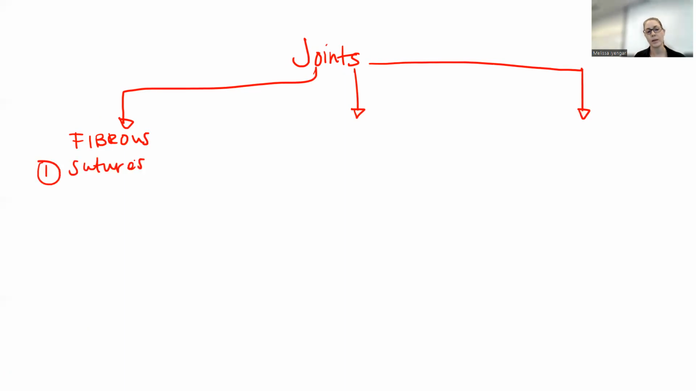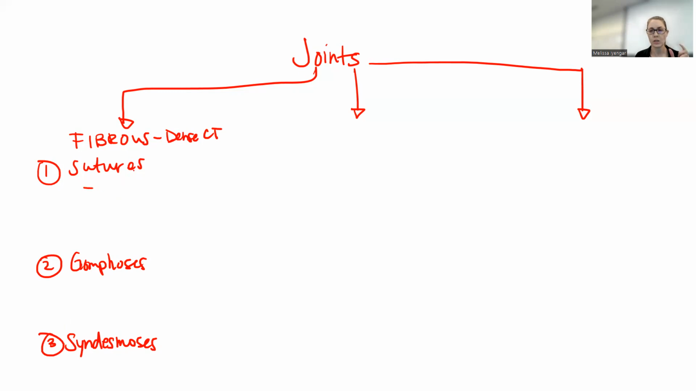So now I know that fibrous joints are going to have my dense connective tissue, either really long or really short collagen fibers. And then there's going to be three types. Sutures, a gomphosis, or a syndesmosis. I'm sorry, syndesmosis. Like that. So that means I have to have dense connective tissue for each of these.